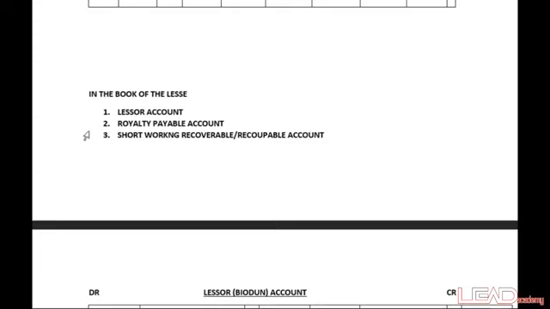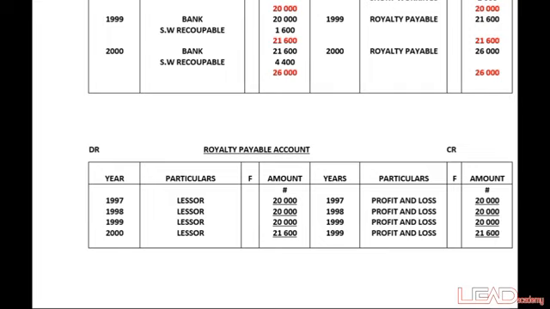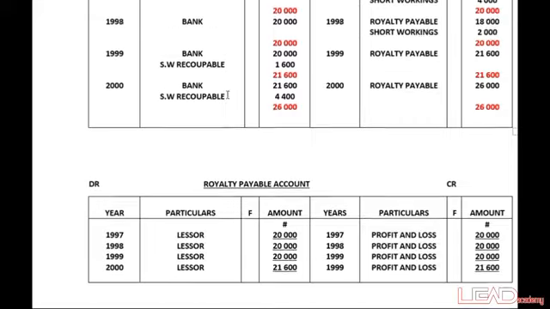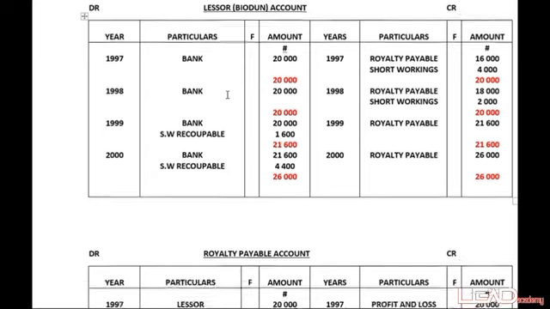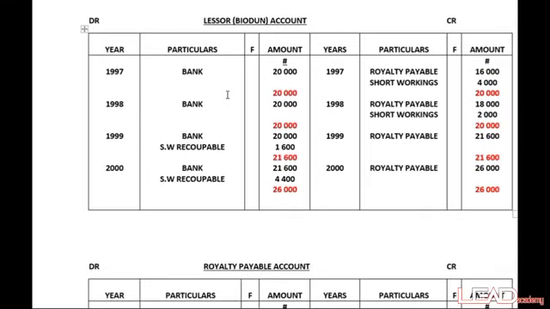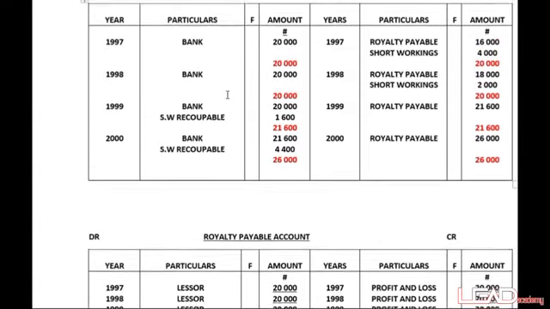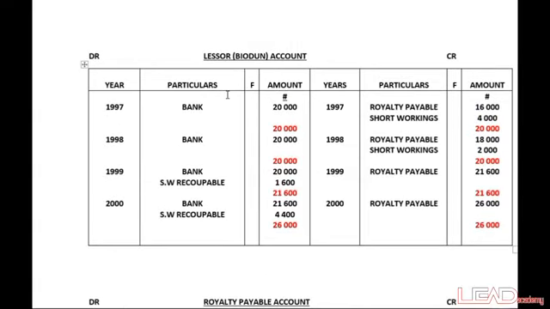Now, the third account to create is your short workings recoverable or recoupable account. Short workings recoverable account deals with those short workings and short workings recoverable. That's the only thing it does. It does not deal with the royalty payable. It is concerned with, was there short workings? Were you able to recover those short workings, or were you not able to recover those short workings? But that is the main essence of short workings account.